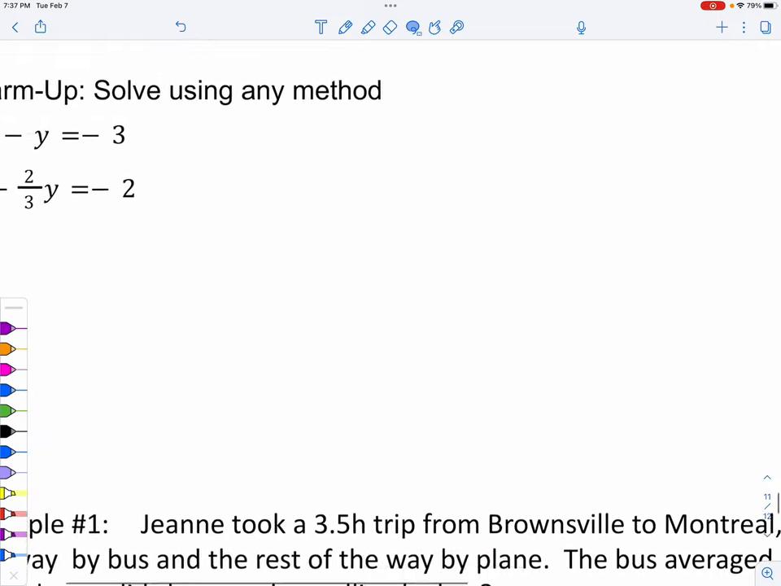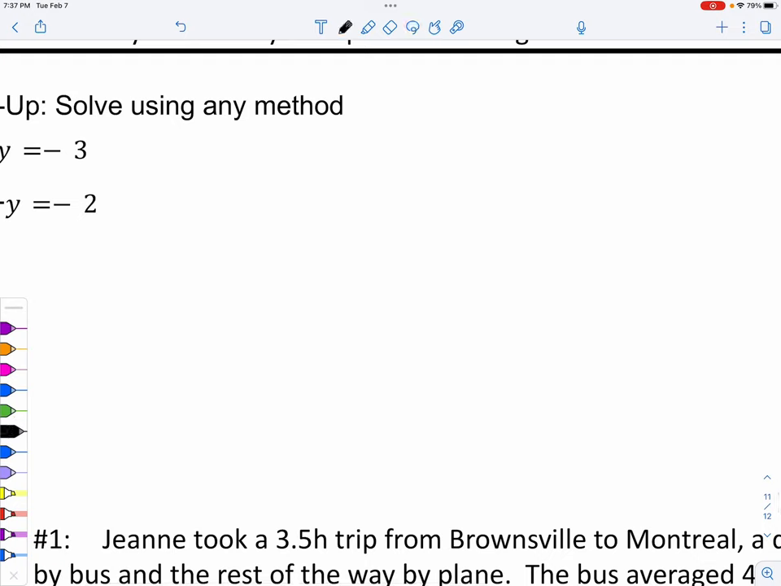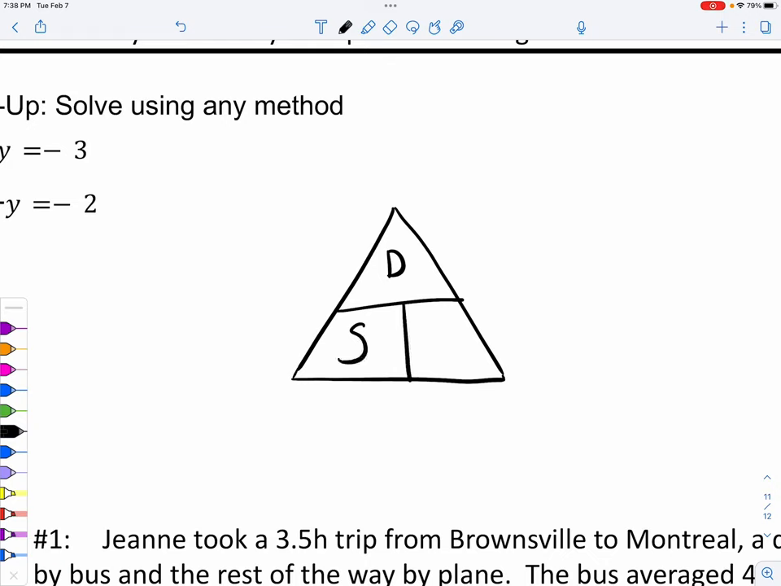Okay, so time, distance, speed problems. Before we get into the first question, this is a common triangle that you'll see in math class or in science class. DST, where the D represents distance, S represents speed, and T represents time. And basically, this is how you know how to do your calculations, right?